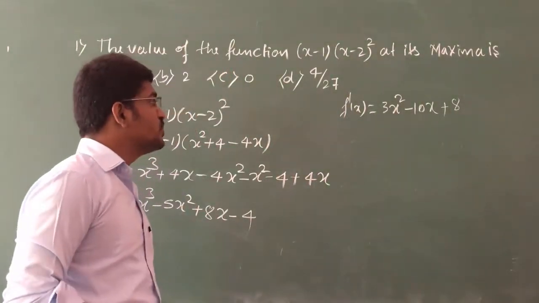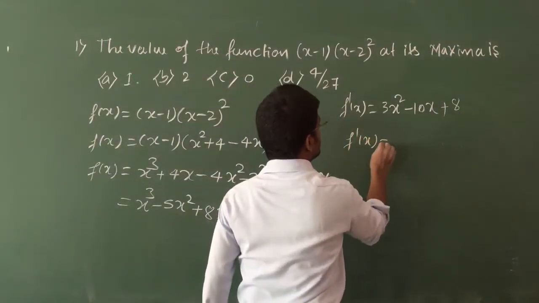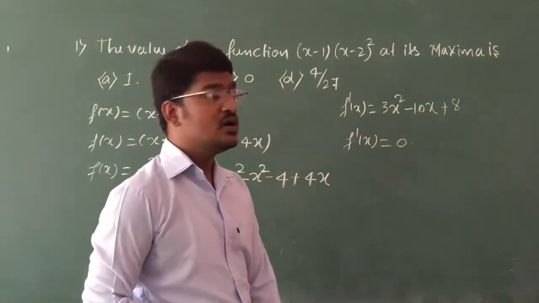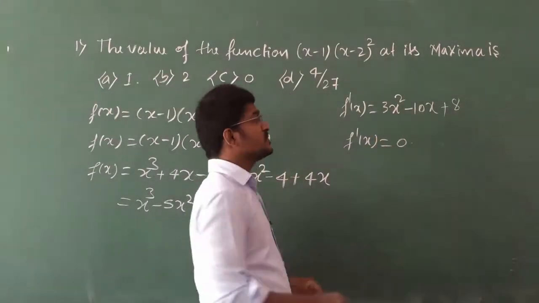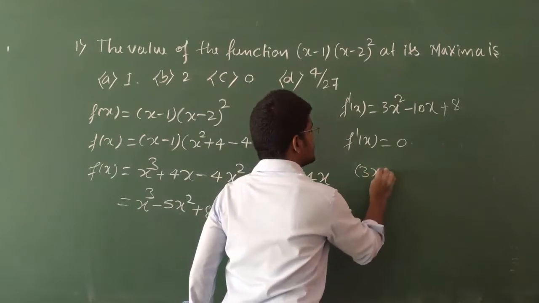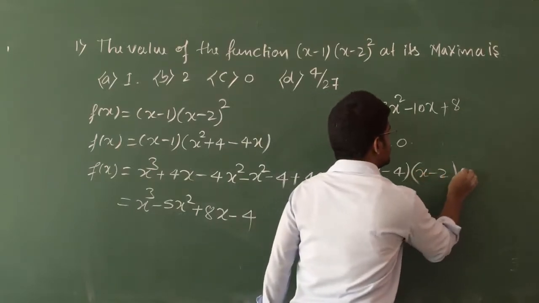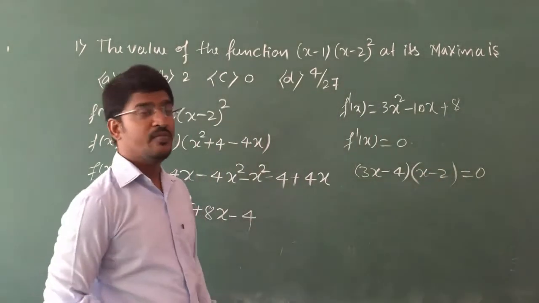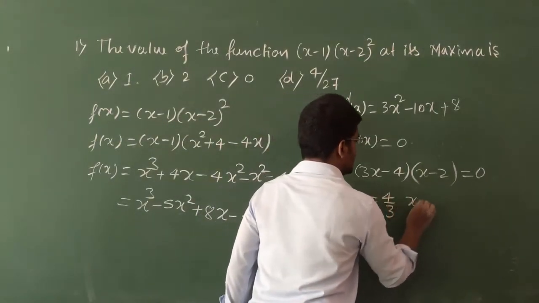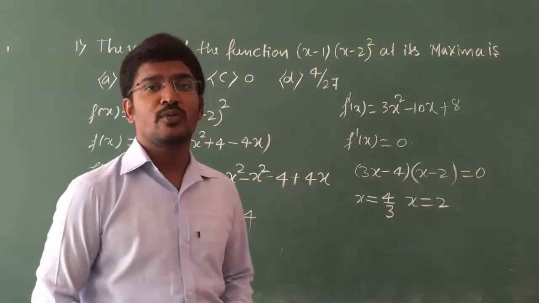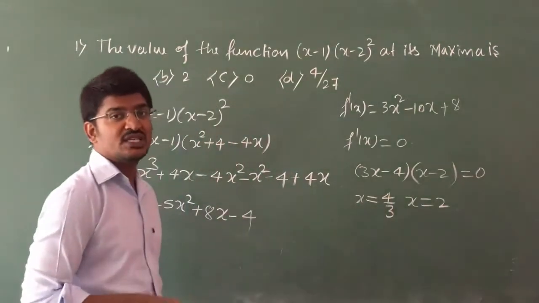So now you have to simplify the algebraic equation by equating it to 0. By equating it to 0, if I simplify this algebraic function, it will be 3x minus 4 into x minus 2 equal to 0. Clear? So that is x equal to 4 by 3 and x equal to 2. So now you got the roots. What is the next step?